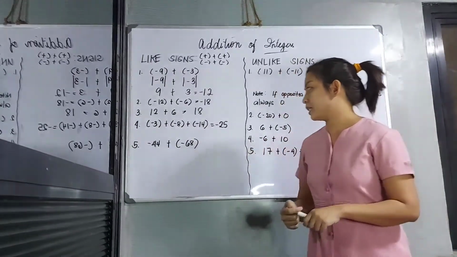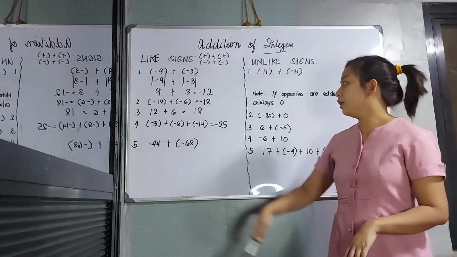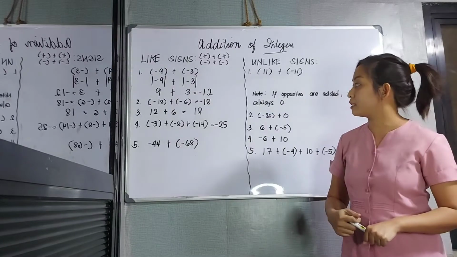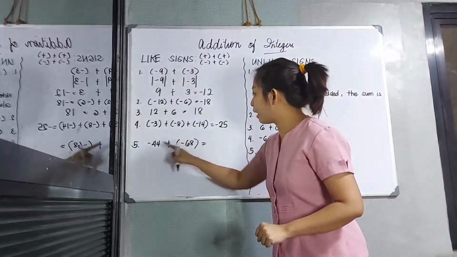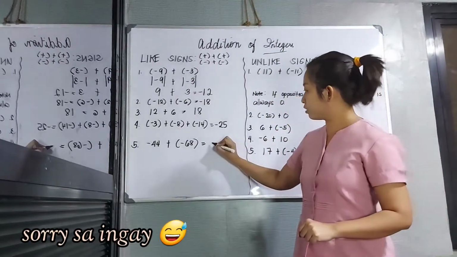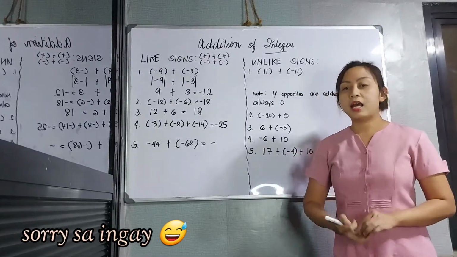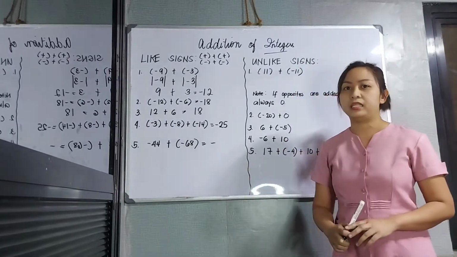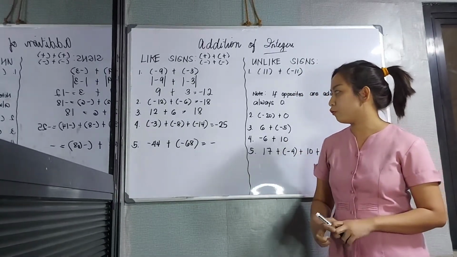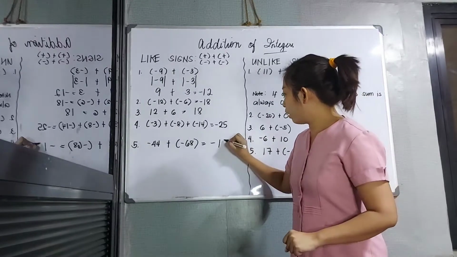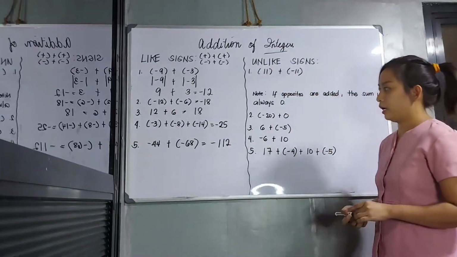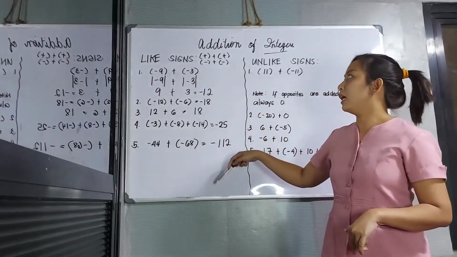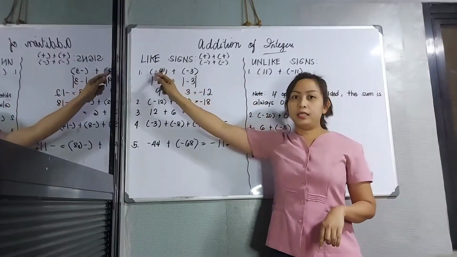Now, for our last example, there are only two numbers: negative 44 plus negative 68. We have like sign here, so we copy the sign, negative. The answer is negative. Then add the numbers, 44 plus 68. 68 plus 44, we have negative 112. Is that clear? That is for the addition of integers with like sign.